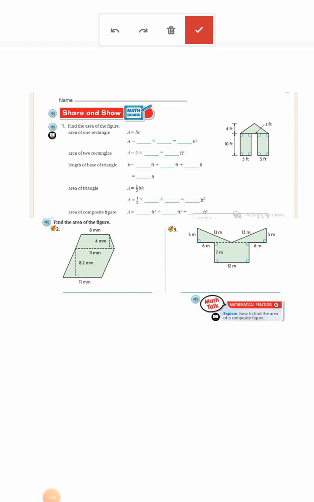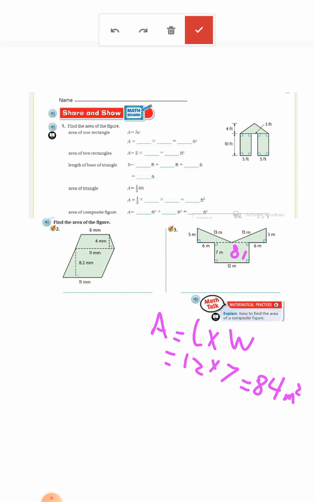After that we have number 3. As you see, we have 2 triangles and a rectangle. First of all, area of a rectangle is length by width. The length here is 12 multiply the height here is 7. 7 multiply 12 is 84. So here 84. Excellent. After that, area of a triangle, half base multiply height.